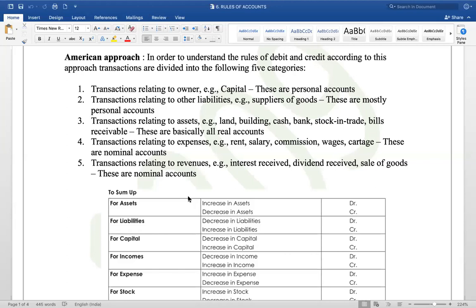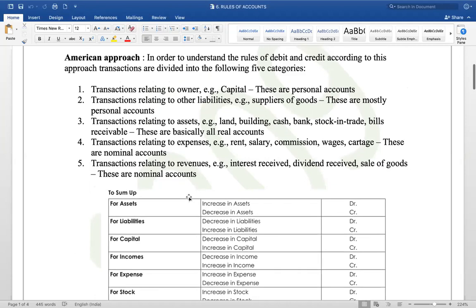And 3 is real accounts. 1 and 2 are personal accounts. Look at this: 1, 2 personal, 3 real, 4, 5 nominal accounts.